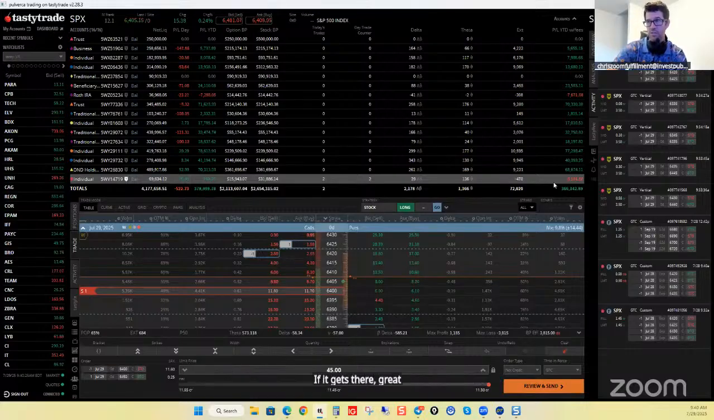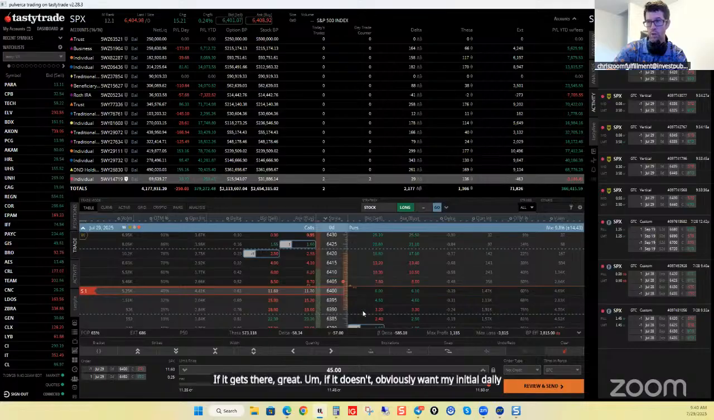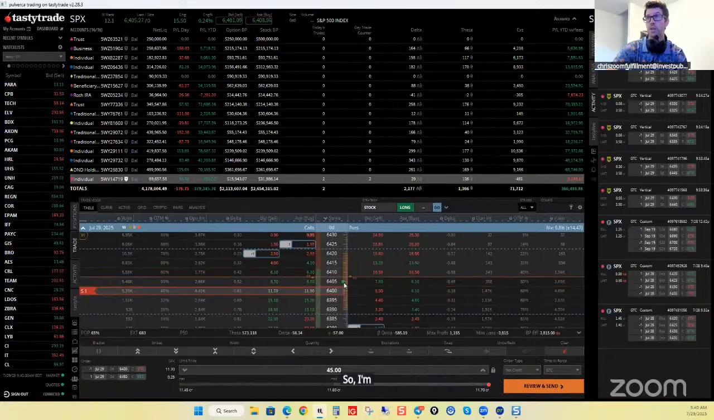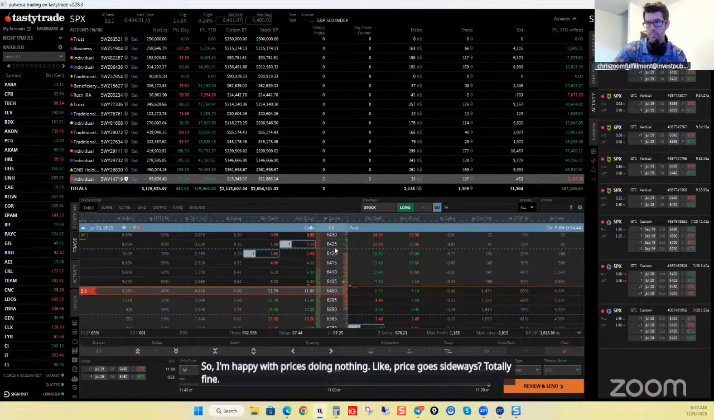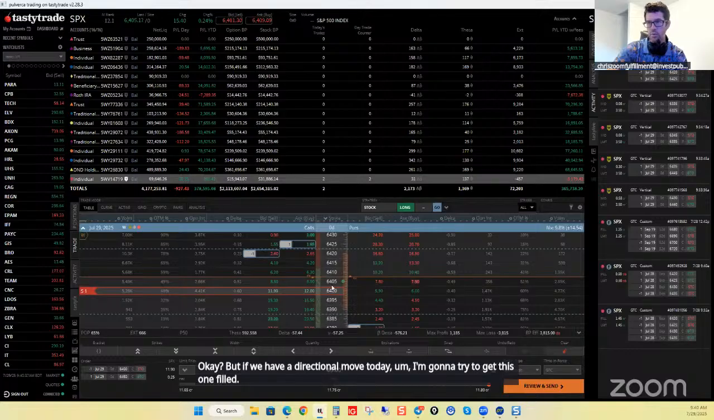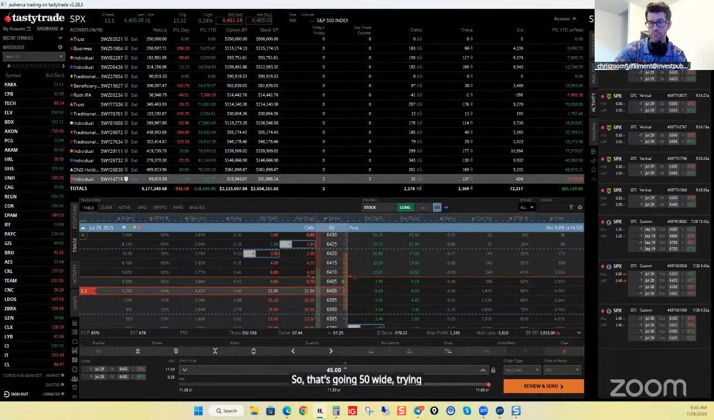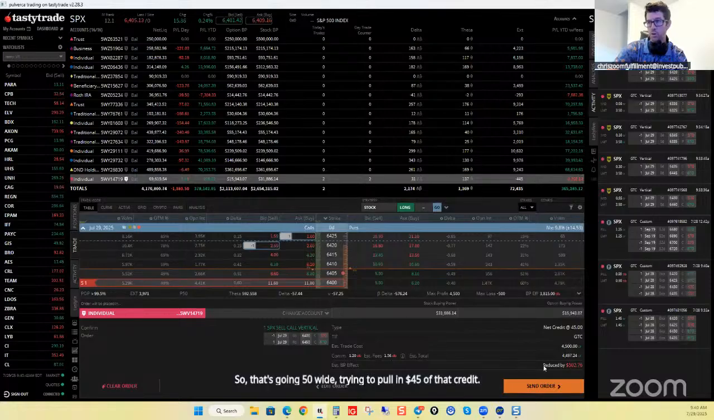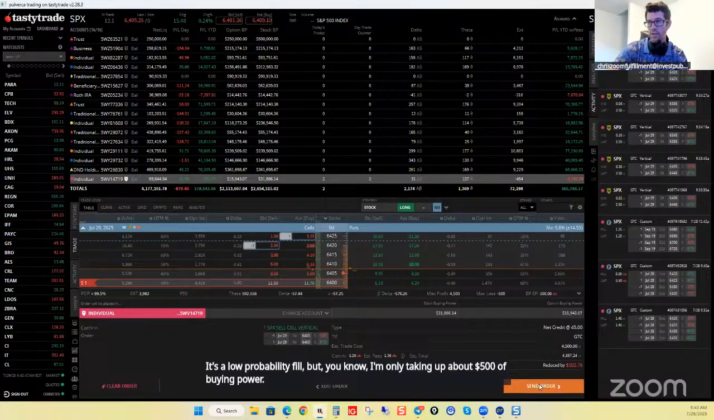If it gets there, great. If it doesn't, I obviously want my initial daily profit play to do well. So I'm happy with price doing nothing. Price goes sideways, totally fine. But if we have a directional move today, I'm going to try to get this one filled. So that's going 50 wide, trying to pull in $45 of credit. It's a low probability fill, but I'm only taking up about $500 of buying power, and we can call that top for the day.